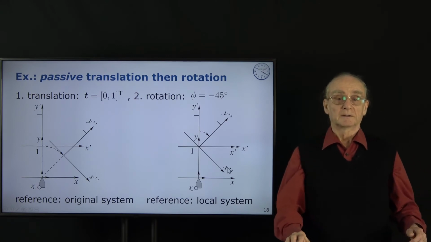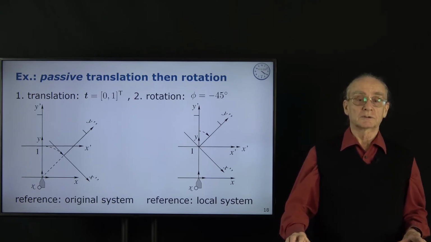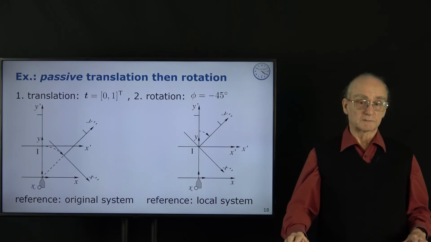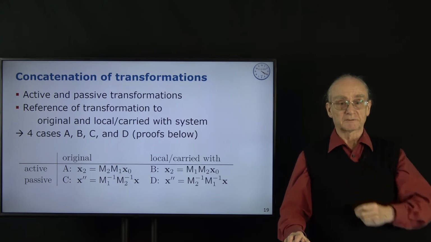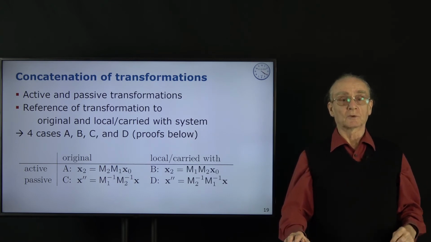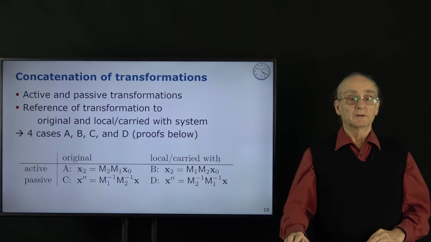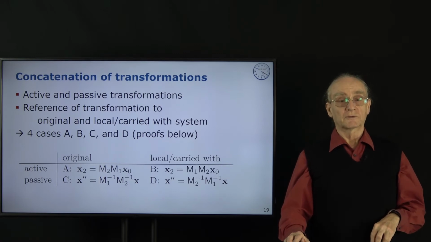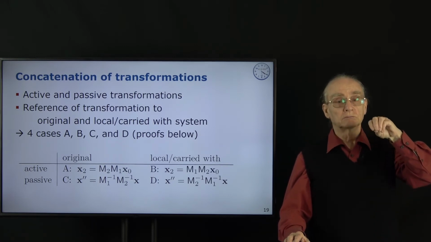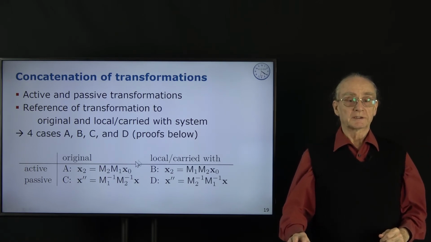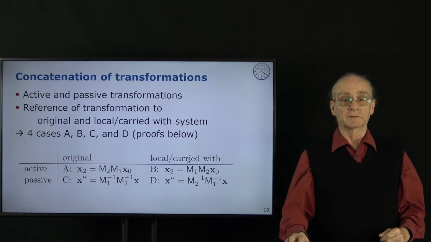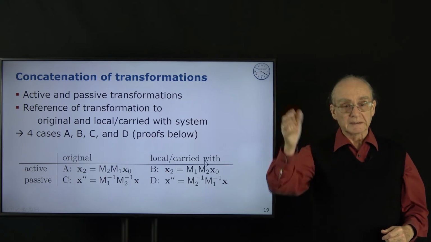So again, we have here two situations, and altogether we have 4 cases. That means we distinguish between active and passive transformations. The object is active or staying. And then we may refer our transformations to the new local coordinate system or to the original. So we have 4 cases, and I wrote down the equations for these transformations. You see here the active and the passive and the original and the local or carried with coordinate system.